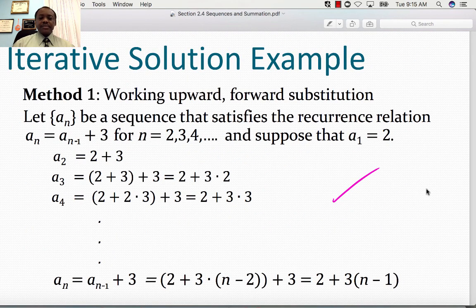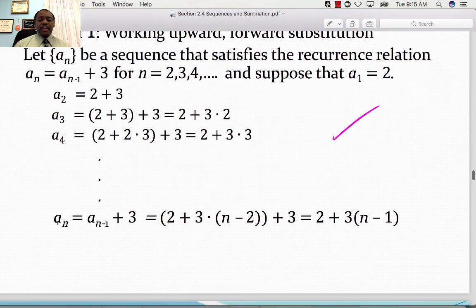Here's an iterative solution example. Working upward, forward substitution. Let a_n be a sequence that satisfies the recurrence relation a_n = a_(n-1) + 3 for n = 2, 3, 4, and the initial condition is that a_1 is 2. So I start off, I look for a_2, a_3, a_4, and then I use that to determine by guesswork what the term in n would be.